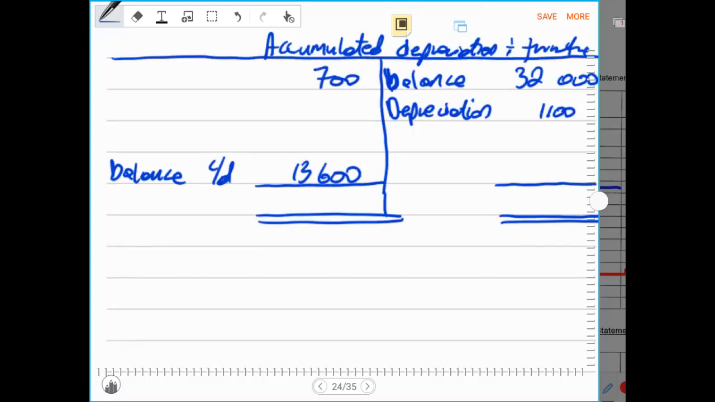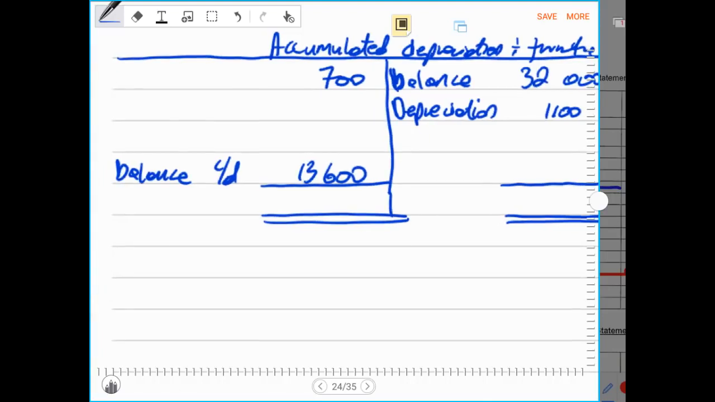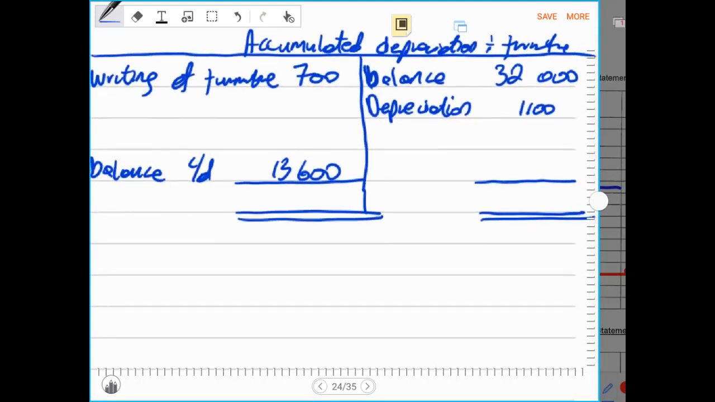700, write-off furniture. That means furniture is written off. Furniture write-off of 700 rands, which is the total accumulated depreciation for this furniture that was written off. Now we have recorded all that is concerning the accumulated depreciation ledger account.